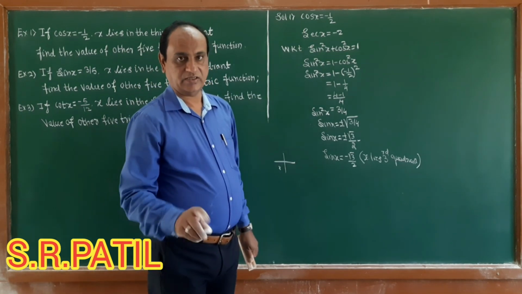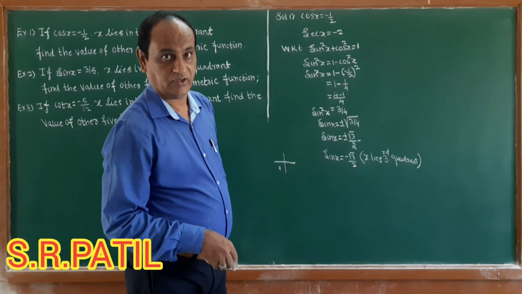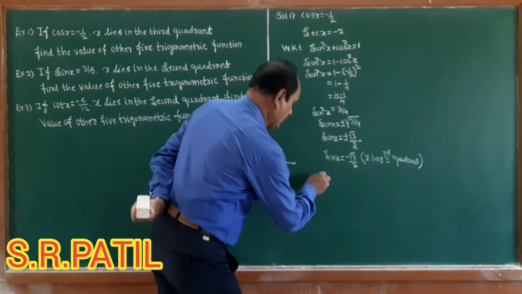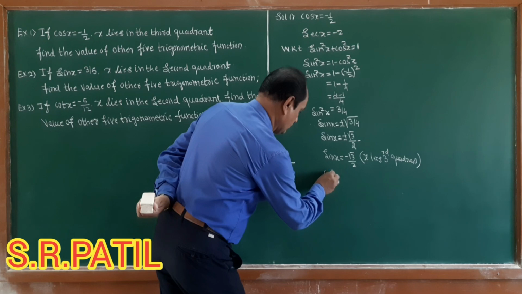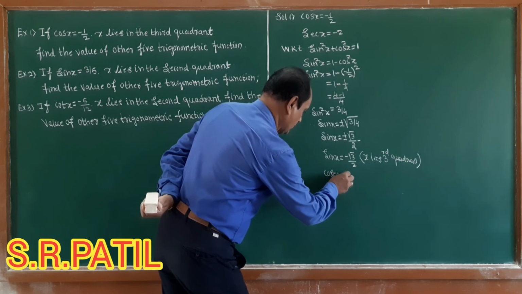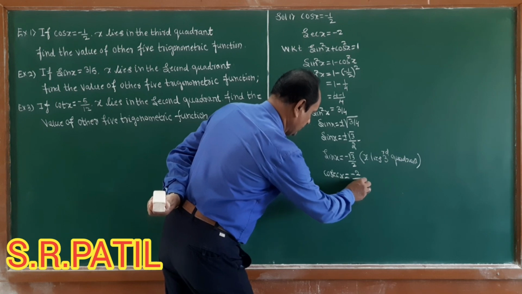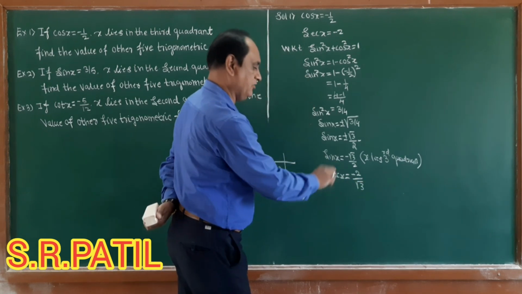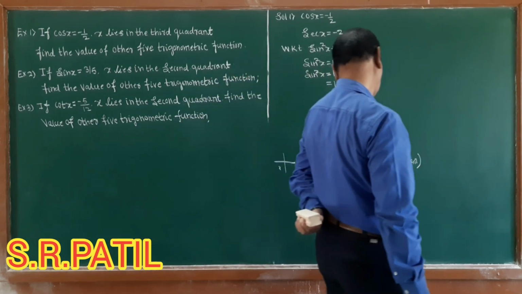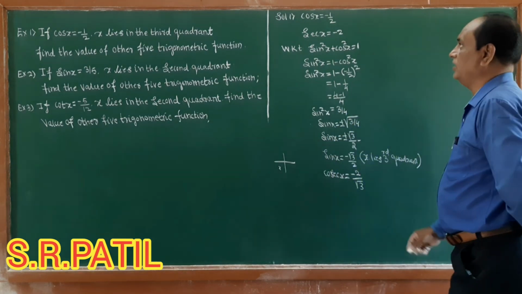Once we get sin, its reciprocal is cosec. Therefore cosec x is equal to minus 2 divided by root 3. Write that down. Then you have to find the value for tan and cot.